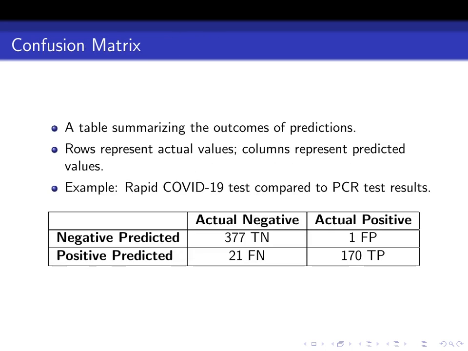A confusion matrix is a handy tool to summarize these outcomes. It's a table with rows representing actual values and columns representing predicted values. For example, in a rapid COVID-19 test, true positives and true negatives represent accurate predictions, while false positives and false negatives indicate errors. This table helps us visualize model performance at a glance.